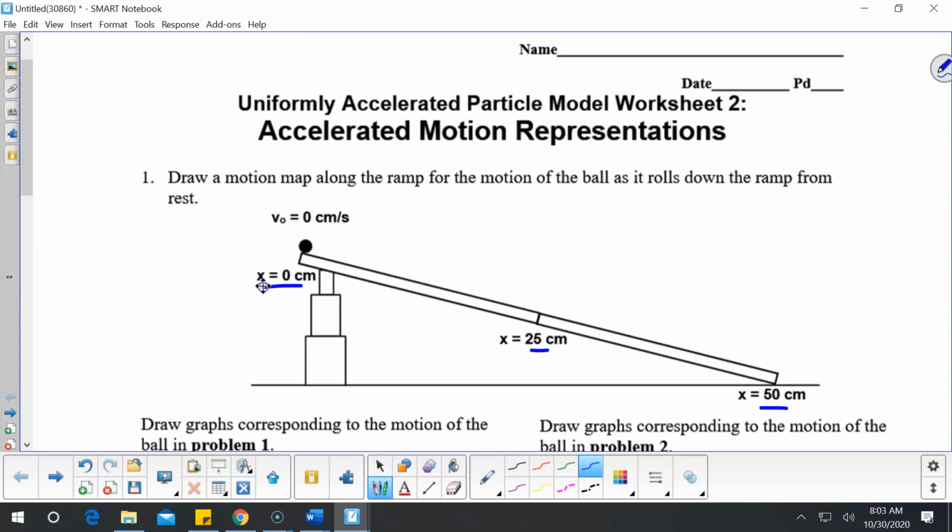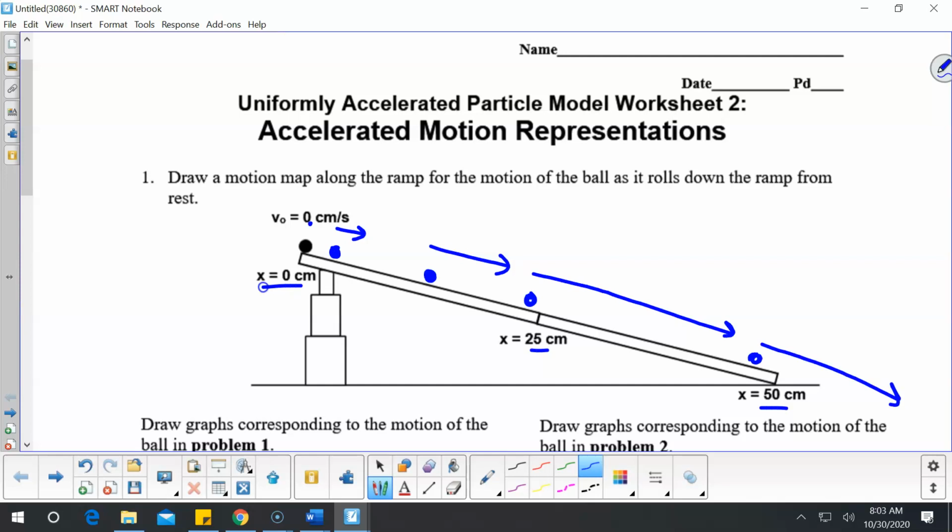So when this ball rolls down the ramp, we should obviously know that it's starting from rest, and as it goes down, it's going to increase the spacings between the ball. So they want you to do a motion map. If I did a motion map, it's at rest, and then it's moving faster, faster, and faster, and so on. Okay, so that would keep going.